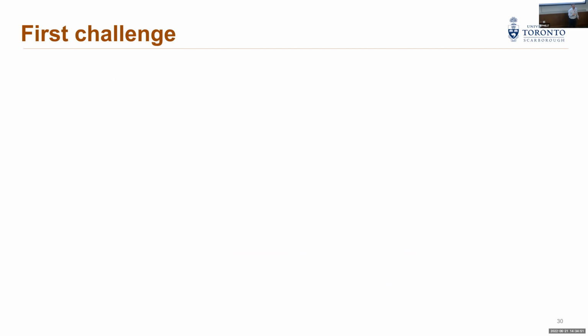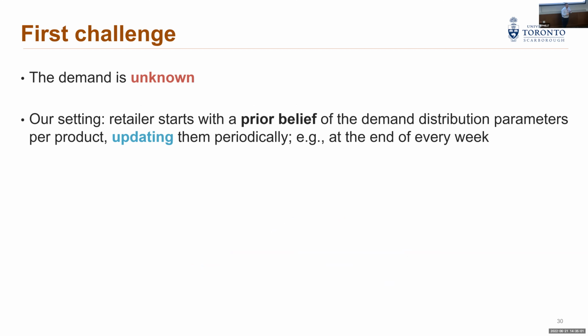So the first challenge is that the demand is unknown, right? That's where we're going to get into uncertainty here. Demand is not known. Okay. So there are different ways for you to address this. You can get the distribution from previous years, but now I'm thinking about a sequential process here. So the retailer is going to start with a prior belief of what the demand distribution looks like.